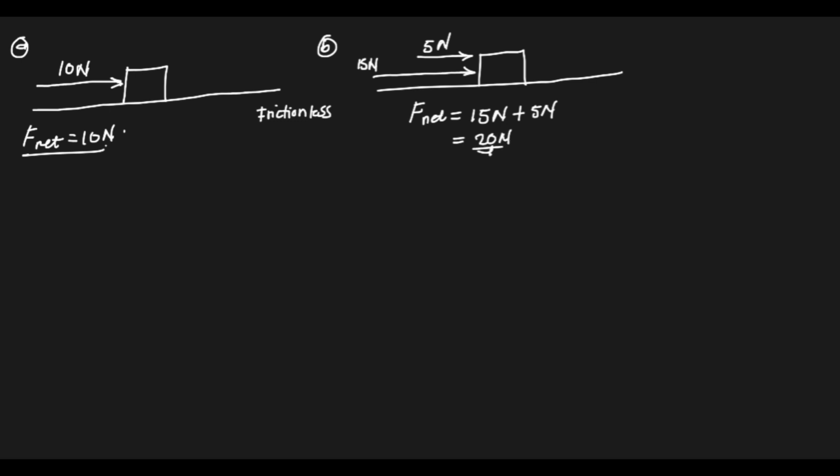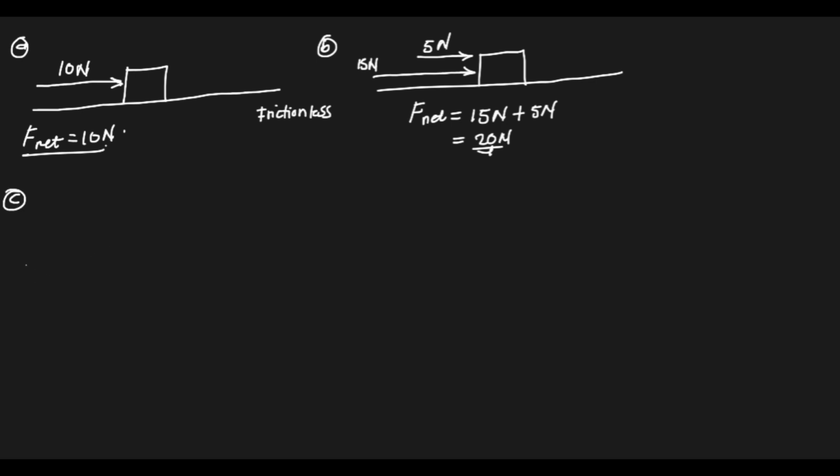So whenever you have 2, 3, or 4 arrows, as long as they are pointing in the same direction, to find the net force you need to find the sum, or add those forces or arrows that are pointing in the same direction.